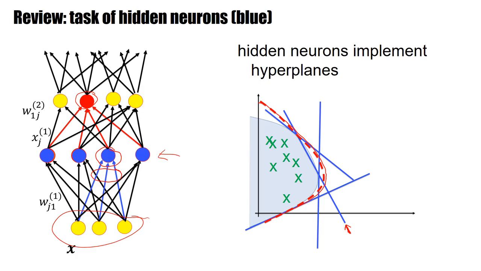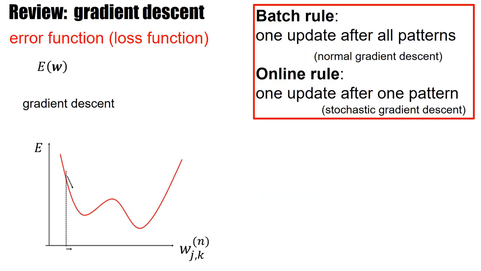So the question now is, how do we find the weights? How do we find the position of these hyperplanes, such as the hyperplane of this neuron number 1? Well, we find the hyperplanes, we find the parameters, we find the weights by doing gradient descent on some error function, also called loss function.